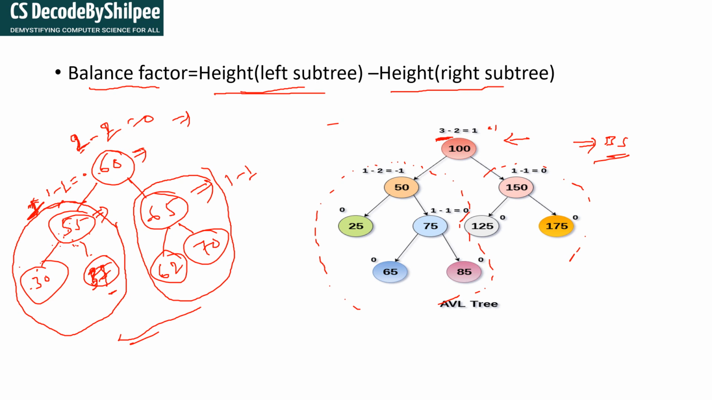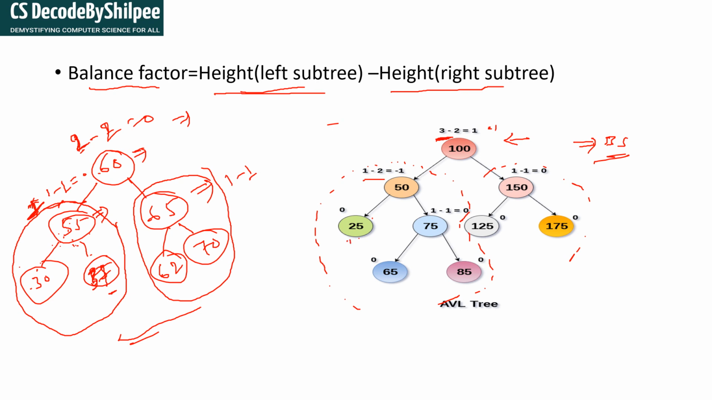Now coming to the 50. If you calculate the height, 50 is having only a single left child, but the right side has three right children. So 1 minus, if I check the height of the right subtree, 75 and 85 have the highest path, and 65 is also a highest path, so both have 2. So the balance factor will be 1 minus 2 equal to minus 1, right?